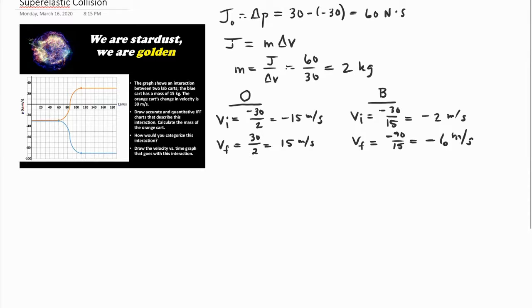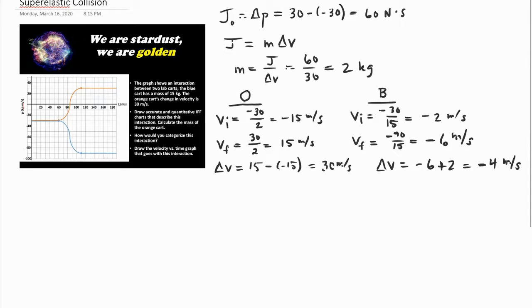So we can see here also that even though the changes in momentum were equal and opposite, the changes in velocity were not. The orange cart, being way less massive, has a change in velocity of 15 minus negative 15, or 30 meters per second, just what we learned earlier. For the blue cart, negative 6 plus 2 means it has a change in velocity of just negative 4. And those changes in velocity match the same ratio as the masses. So blue cart is 7.5 times as massive, and so its change in velocity is 7.5 times smaller. Okay.